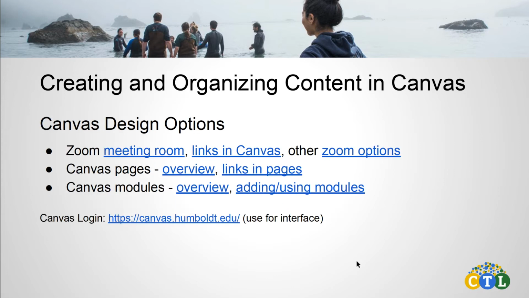When you're designing your Canvas course, you have options. You can look at Zoom and the use of meeting rooms, links in Canvas connecting students to Zoom, and other Zoom options. As well, you have Canvas pages, which include many capabilities. One of those is direct links in pages. And lastly, you have Canvas modules, the overall architecture designed by Canvas to include your course content. You can see all of this in the overview, and you can see how to add or use modules.